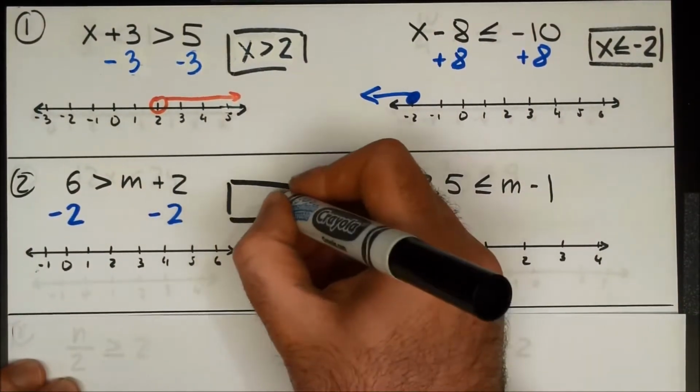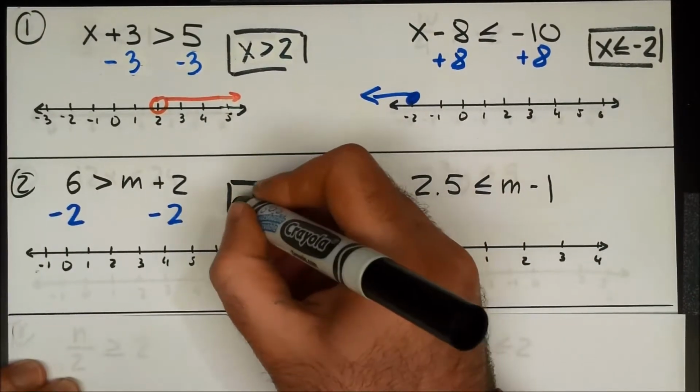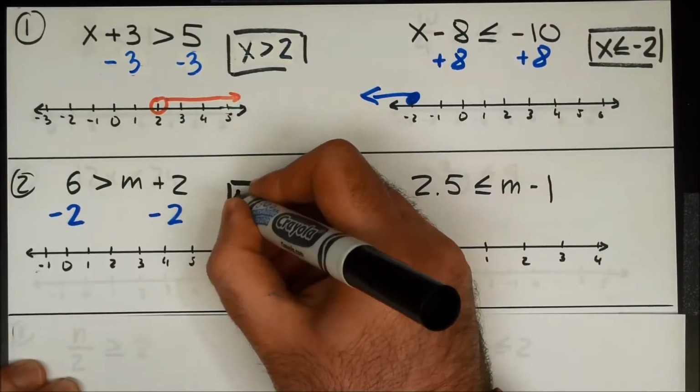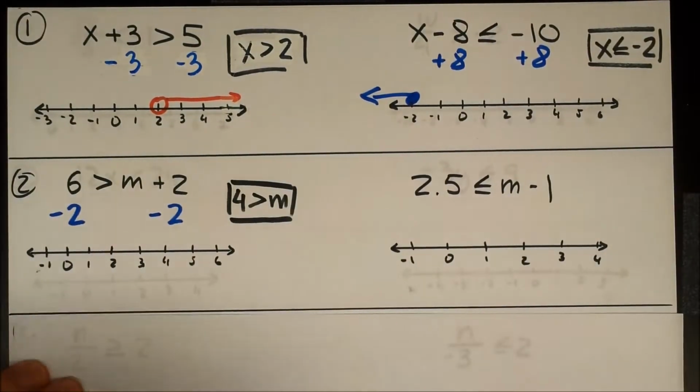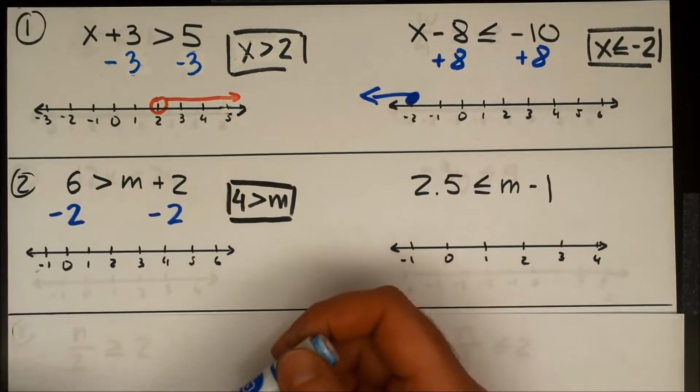So I'm going to have m less than 6 minus 2 is 4. Nothing flipped, nothing changed. And this is an open circle heading left, starting with 4.